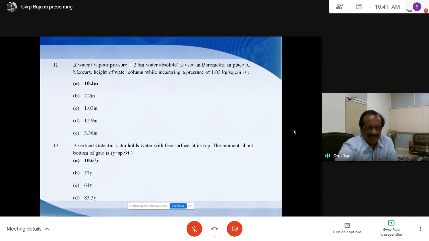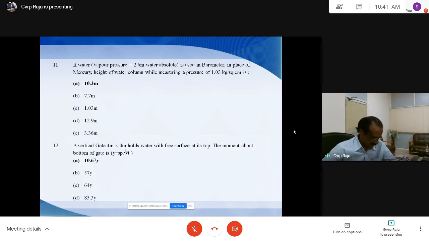Question 12. A vertical gate, 4 meters by 4 meters, retains water with the free surface at the top. He has asked to find the moment about the bottom of the gate. So draw a pressure diagram. At the top of the gate it is 0, and at the bottom of the gate it is WH.